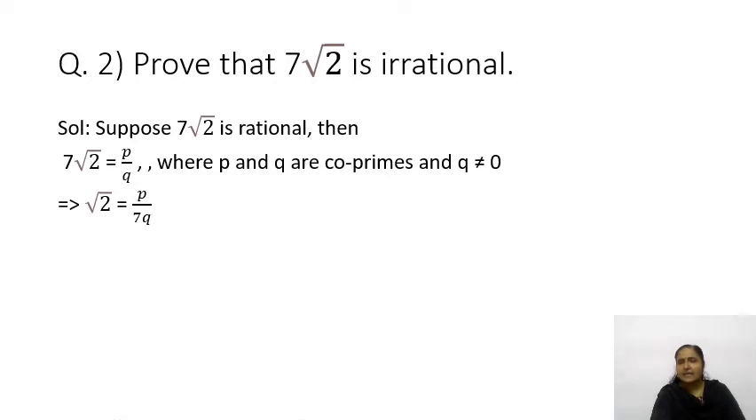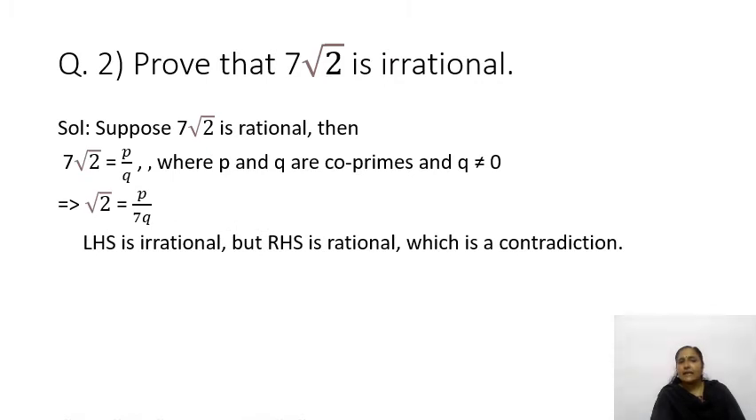If an irrational number is there in one term only, and if two terms are there, then what you have to do? You just shift all the numbers to one side. So here, what are we getting? Left hand side, as we already proved, root 2 is irrational. So the left hand side is irrational and the right hand side is a rational number. A rational number will not be equal to an irrational number, which is a contradiction. Therefore, we can say 7 root 2 is irrational.